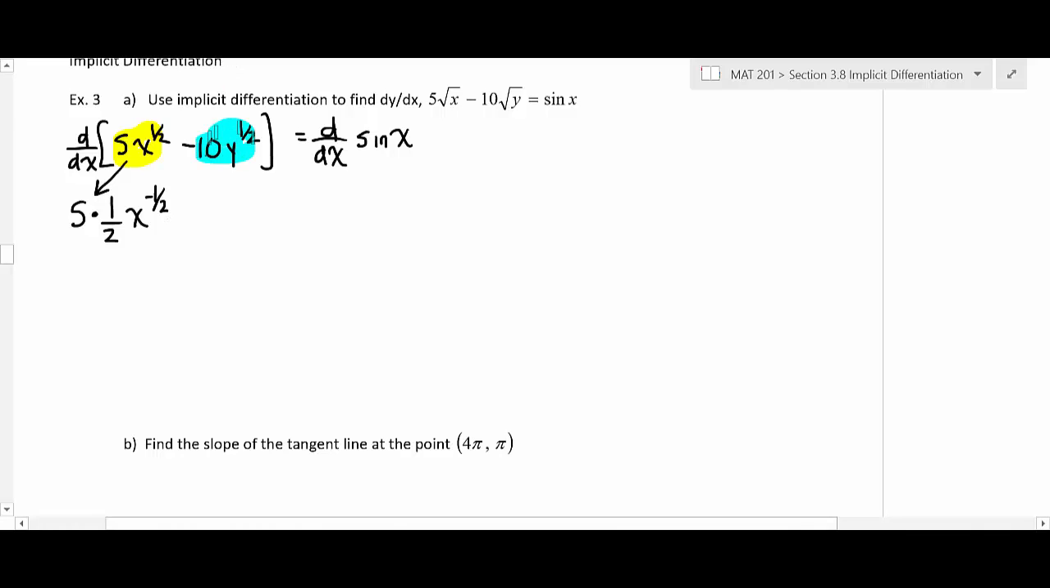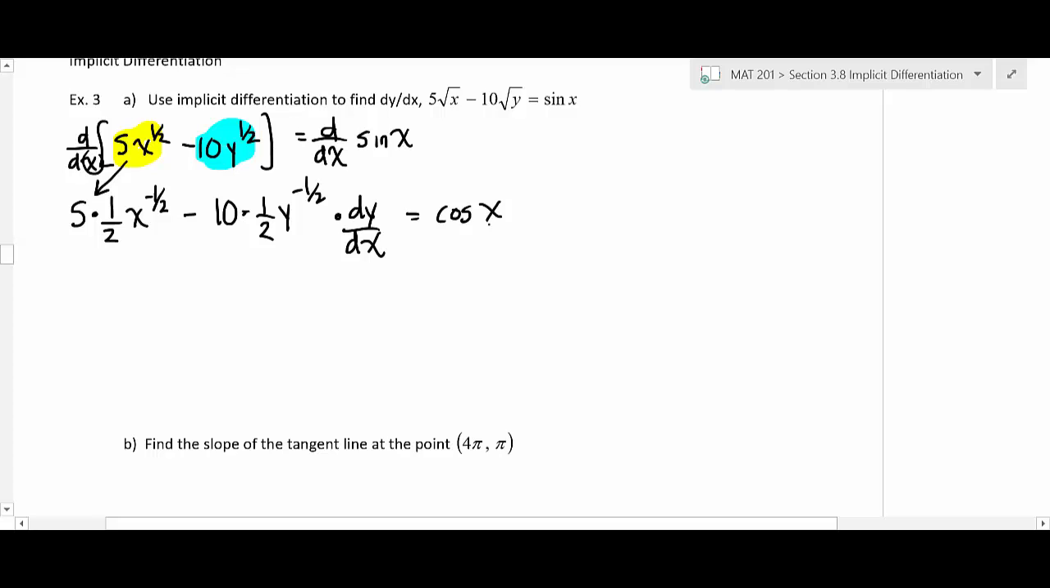Now when you go to the next one, let's see, we're going to have 10 times 1/2 y to the negative 1/2. The variables don't match, so what do you have to have? Dy over dx. So you must put in that dy over dx like that. Okay, everybody with me on that? Okay, that's key. And what's the right side? Cosine of x. Derivative of sine's cosine. Okay, so we got that.